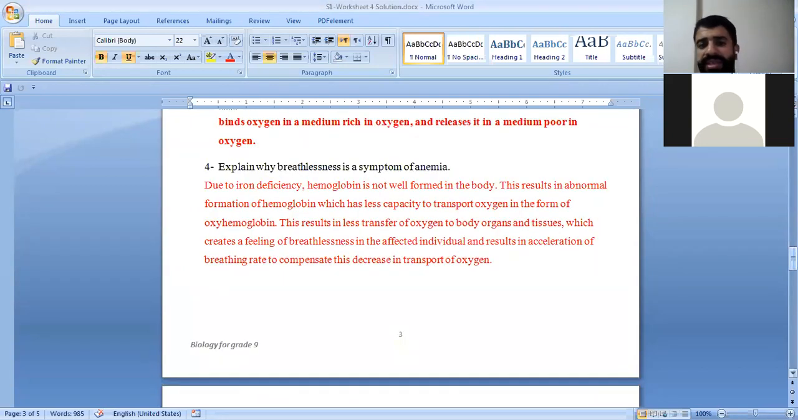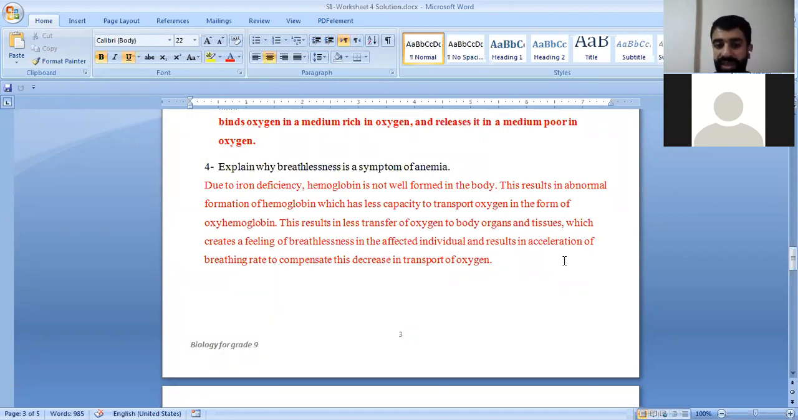Why is breathlessness a symptom of anemia? Due to iron deficiency, hemoglobin is not well formed in the body. So this will result in abnormal hemoglobin, which has less capacity to transport oxygen in the form of oxyhemoglobin. This will lead to less transfer of oxygen to the body organs and tissues, which creates a feeling of breathlessness in the affected person, and results in acceleration of the heart and breathing rate to compensate.